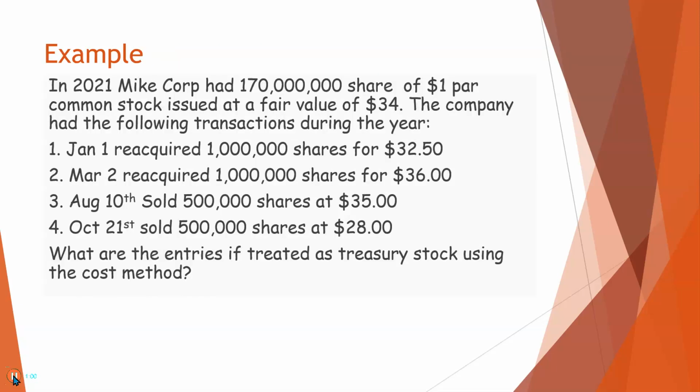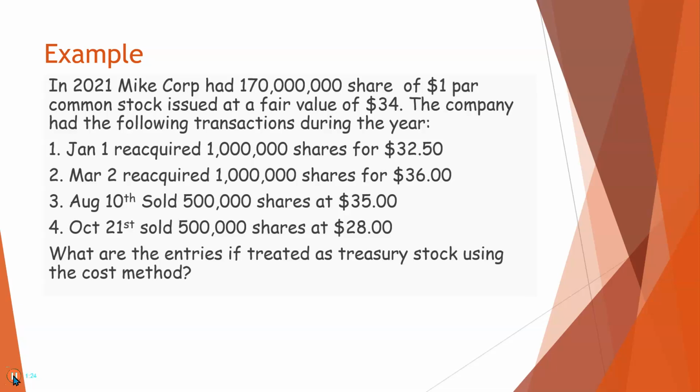In 2021, my corporation had 170,000 shares of $1 par common stock issued at a fair value of $34. The company had the following transactions during the year. They reacquired $1 million at $32.50. They acquired another $1 million at $36. They sold $500,000 at $35 and then sold another $500,000 at $28.